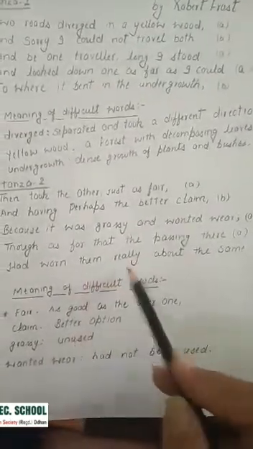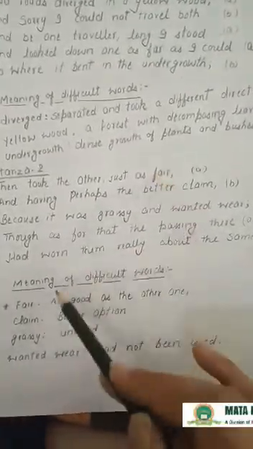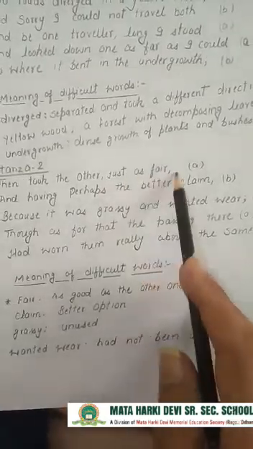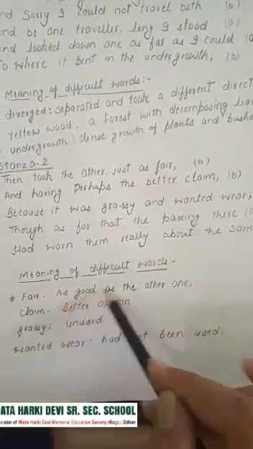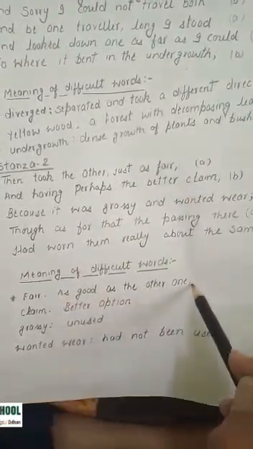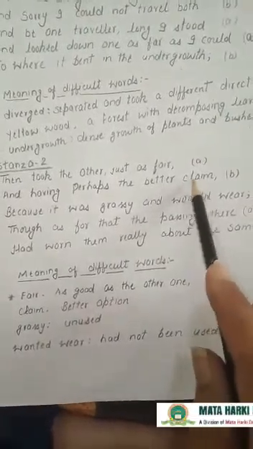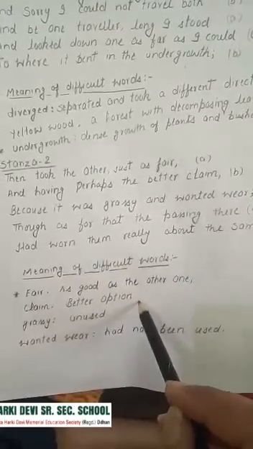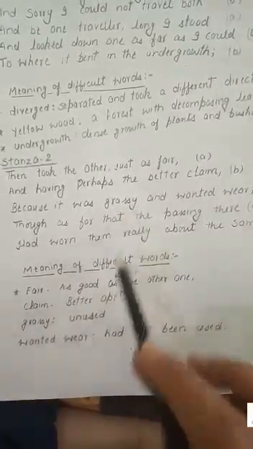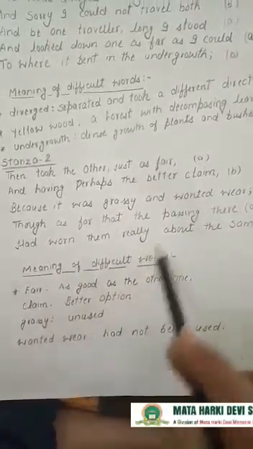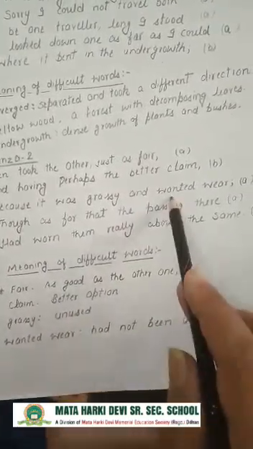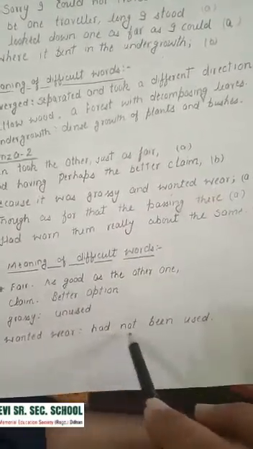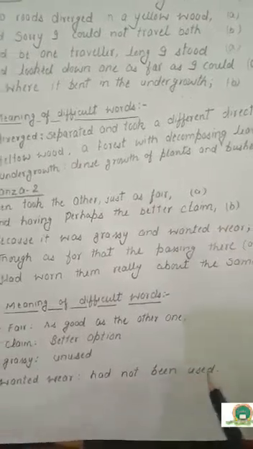Stanza second. Here are easy meanings of difficult words. Fair from the first line, easy meaning: as good as the other one. Claim from the second line, easy meaning: better option. Grassy from the third line, easy meaning: unused. Wanted wear from the third line, easy meaning: had not been used.